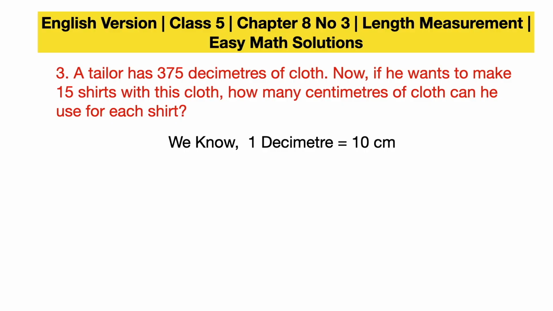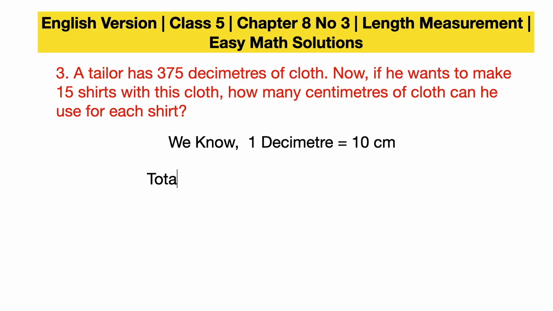I told you already, in this type of math, what will be the answer? We convert all of them to the same unit. In this math they want the answer in centimeters. That means we need to convert all of them to centimeters. Then 1 decimeter equals 10 centimeters.